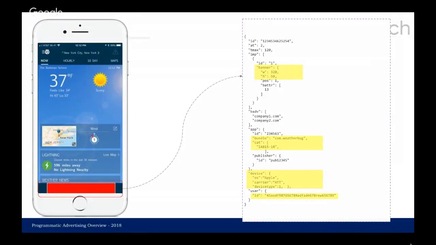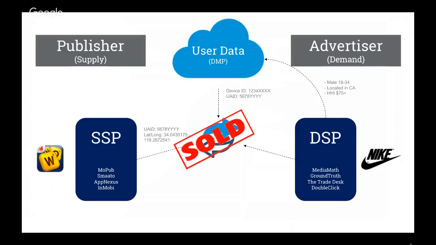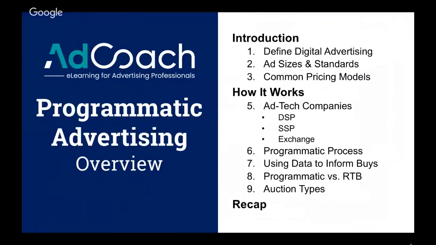So to recap, we have inventory from an app and a bid request that includes all sorts of information about that particular inventory, the size, the content, the carrier, and the user ID. Talked about using a DMP, using another data platform to inform your buy so that you end up with a more quality audience. And then we talked about different auction types.